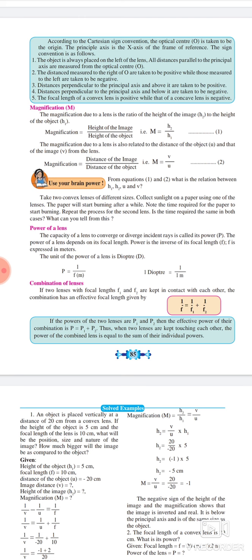And children, you can see that its power is the inverse of its focal length, and the focal length is expressed in meters. And what is the unit of power? The unit of power of a lens is diopter. See, it is given by the formula P is equal to 1 upon f. Focal length is measured in meter, but power of a lens is measured in diopter. See, 1 diopter is equal to 1 upon 1 meter.